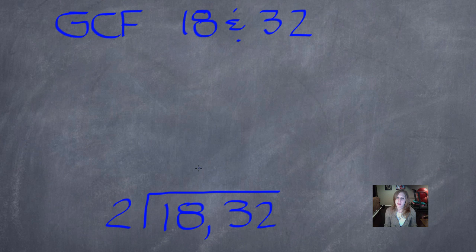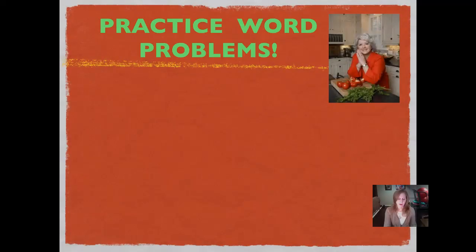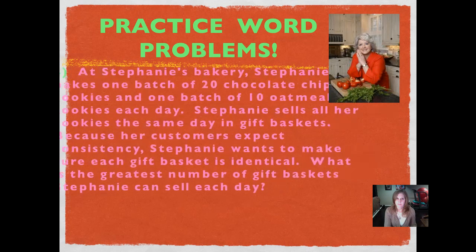So 2 goes into 18 9 times, and 2 goes into 32 16 times. New layer. What goes into both 9 and 16? 1. 1 is the only one. 1 goes into 9 9 times, and 1 goes into 16 16 times. So we're only looking at the layers going up the side. 1 times 2 is 2. We were right.